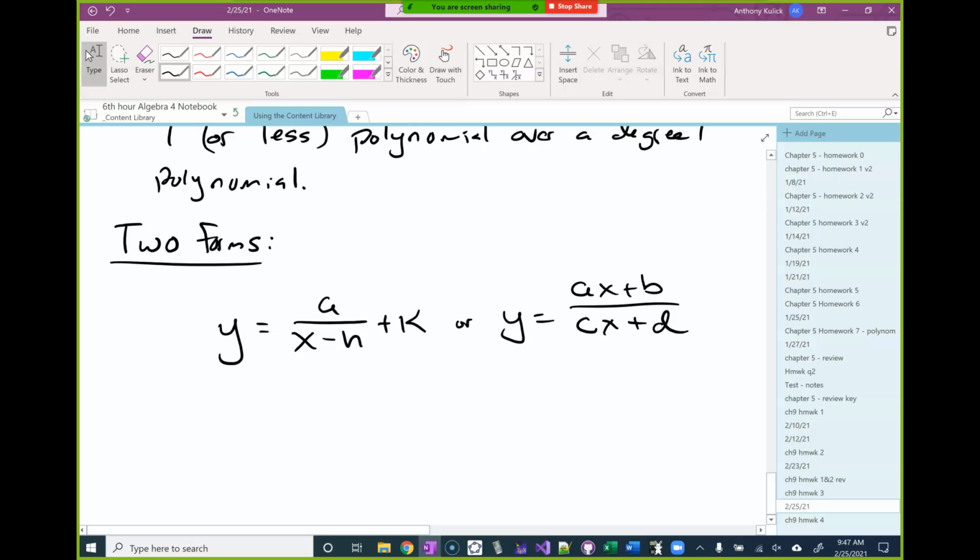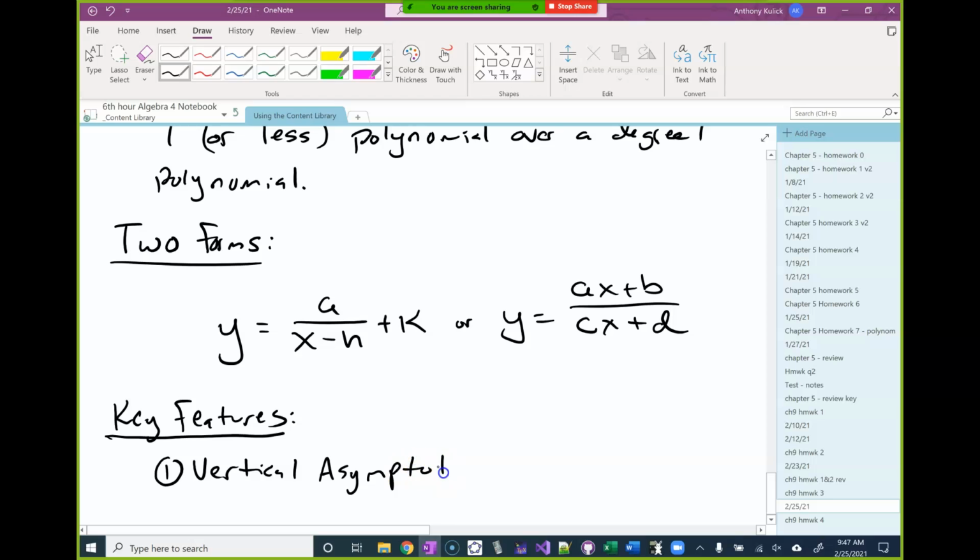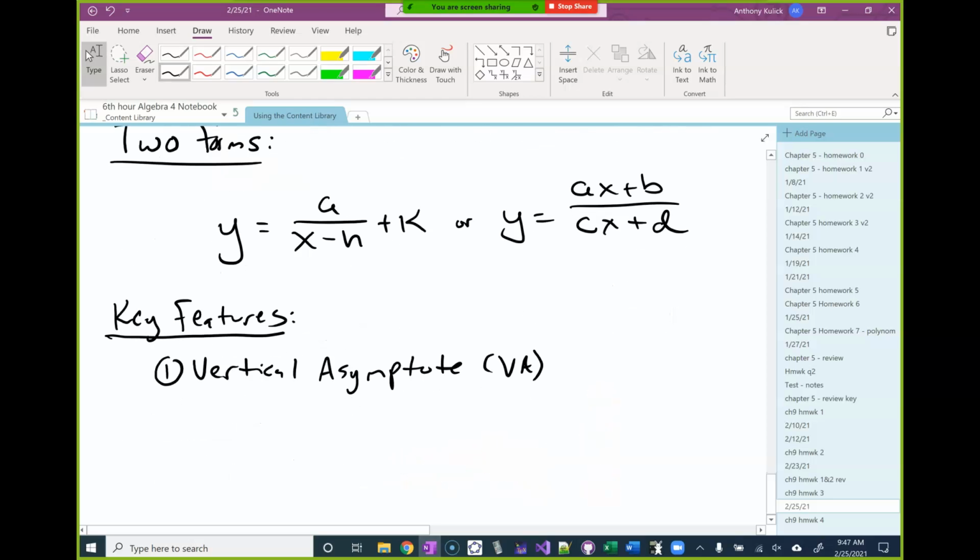So there are a couple of key features that we need to be aware of when we're graphing a simple rational function that we need to make sure are included. The first key feature is called the vertical asymptote. I just abbreviate that as VA. Again, a lot of letters. We use that a lot.